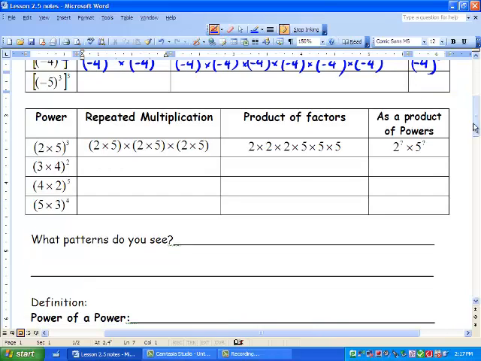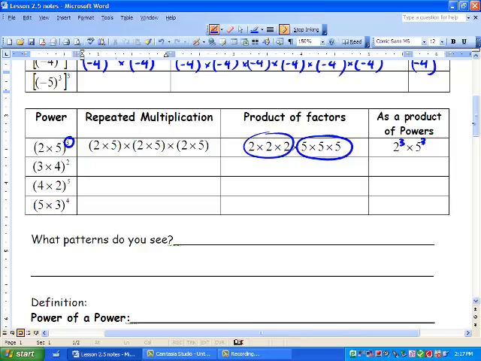Next, we've got numbers inside of brackets being multiplied. We've got 5 times 2, or 2 times 5, cubed. It means that we have 3 of them. If we write it as repeated multiplication, just like we have in the past, we have 2 times 5 times 2 times 5 times 2 times 5. As a product of factors, we have 2 times 2 times 2 times 5 times 5 times 5. How many 2's do we have? We have 3. And how many 5's do we have? 3. Which is just like saying 2 to the 3 times 5 to the 3.